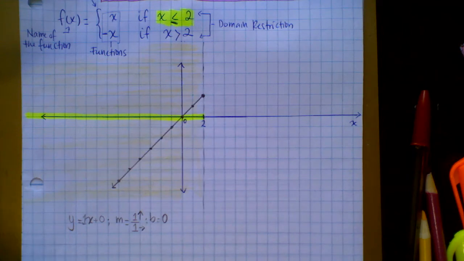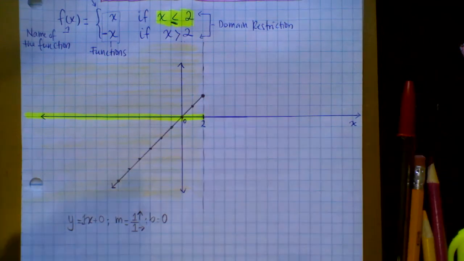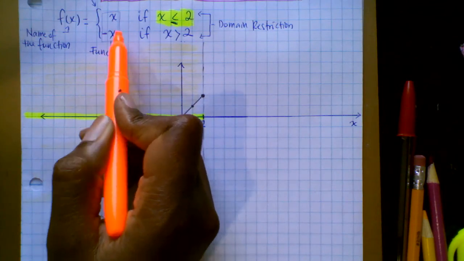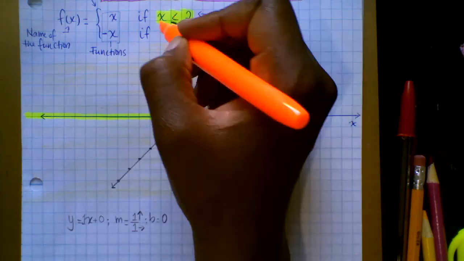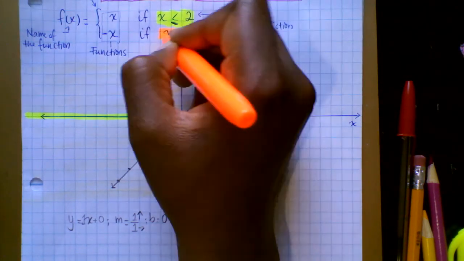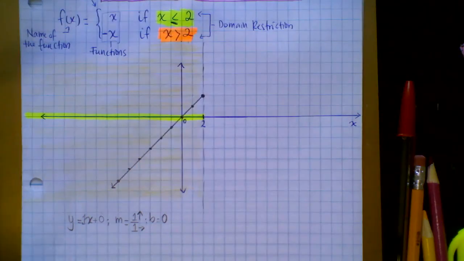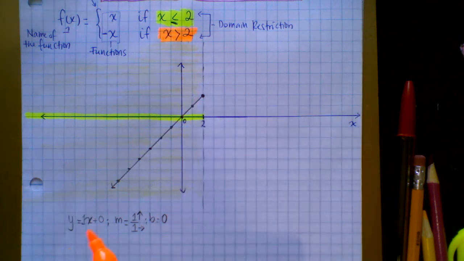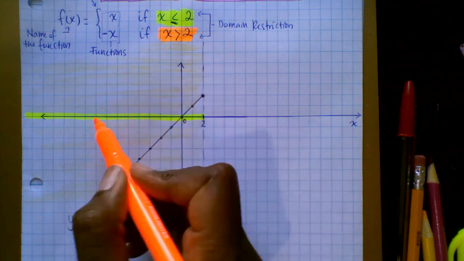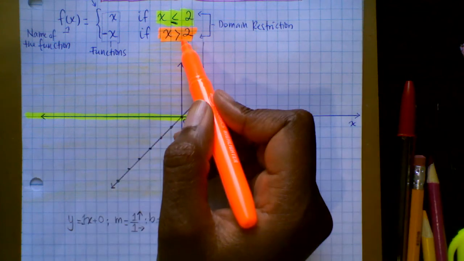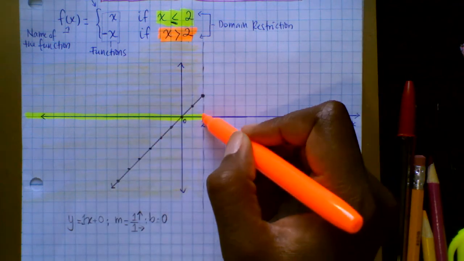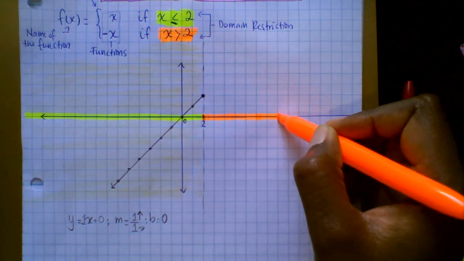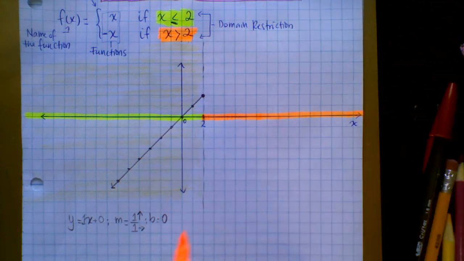Okay? So now let's do the other one. So now I need to graph the function y equals negative x. So where am I going to graph it? It can only be seen for x values that are greater than positive 2. So I'm going to go on the x-axis. Remember, the numbers on the x-axis that are greater than positive 2 are located on the right side of 2. So I'm going to highlight all the numbers on the right side of 2. Why? Because they are greater than 2.